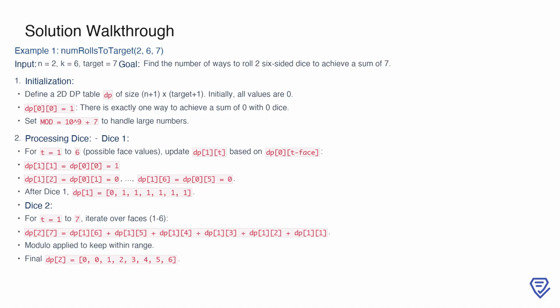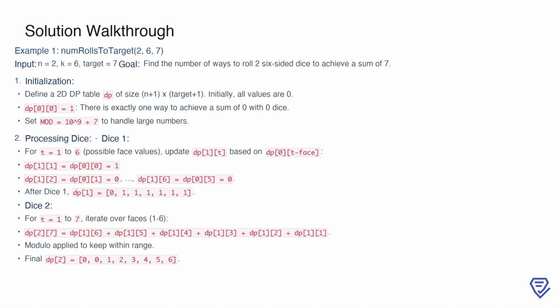To solve this, we use a dynamic programming approach. First, we initialize a 2D DP table, dp, where dp[i][t] represents the number of ways to achieve a sum of t using i dice. This table has dimensions n plus 1 by target plus 1, and is initially filled with zeros. The base case is dp[0][0] equals 1, which indicates that there's exactly one way to achieve a sum of 0 with 0 dice. We also define a modulus constant, mod equals 10 to the power of 9 plus 7, to handle large numbers and prevent overflow.